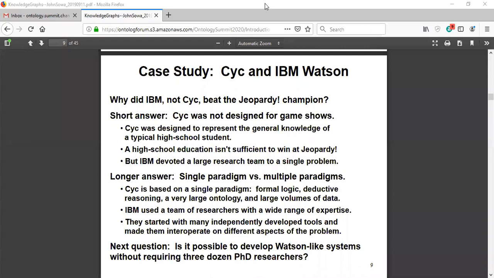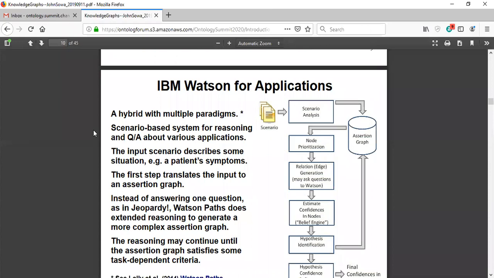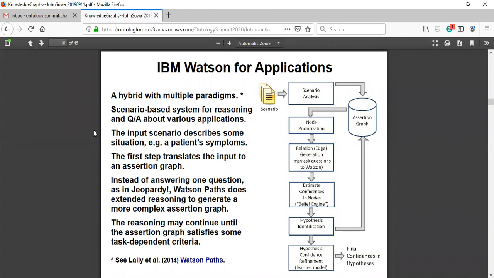Well, that's what IBM has been trying to do. And the next slide has IBM Watson for applications. And it's a hybrid with multiple paradigms. And at the footnote there, you can click on it to see what it is. And the idea is that they have a wide variety of tools that they use, and they go around in a cycle using a variety of different tools to process whatever problem they're dealing with.